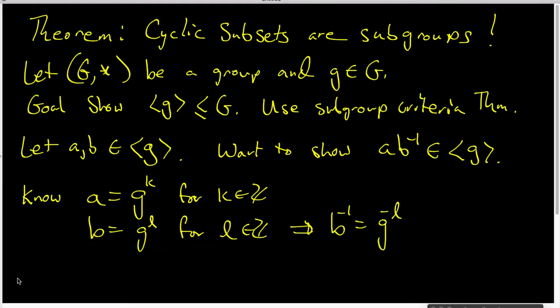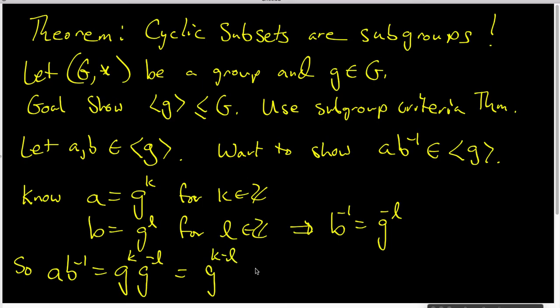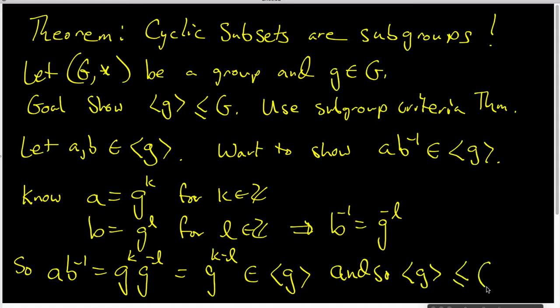And once I know that, I can now compute A times B inverse. That will be g to the k times g to the minus l, and using exponent rules in groups, that is g to the k minus l. But k minus l is an integer, so this is indeed inside the cyclic subset generated by g, and so we know that this cyclic subset is in fact a subgroup.